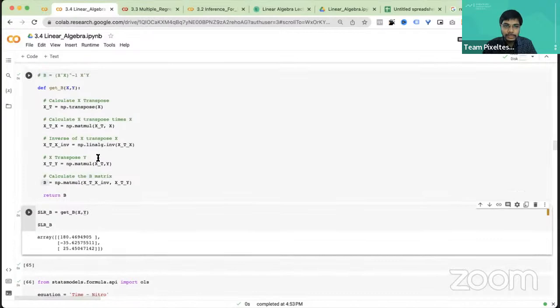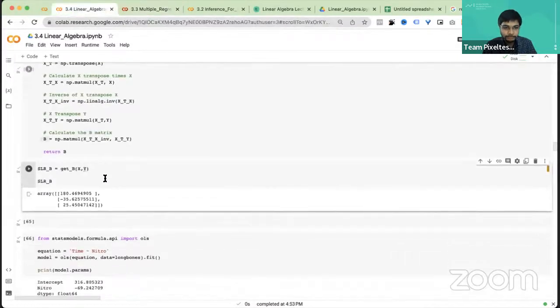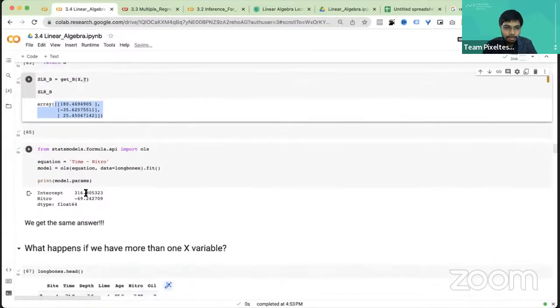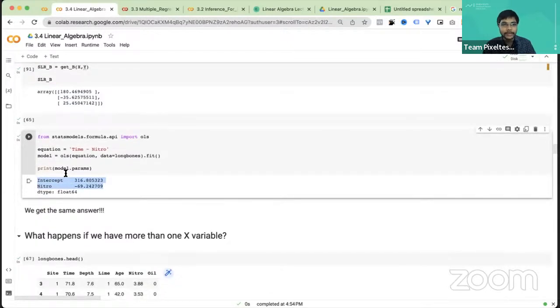If you see the whole of this in your multiple regression model, all of your coefficients, 180, 25 and minus 35, are here. So this is what has happened. And if you do the same kind of OLS equation manually, you're going to get the same intercept and coefficients, the same answers.